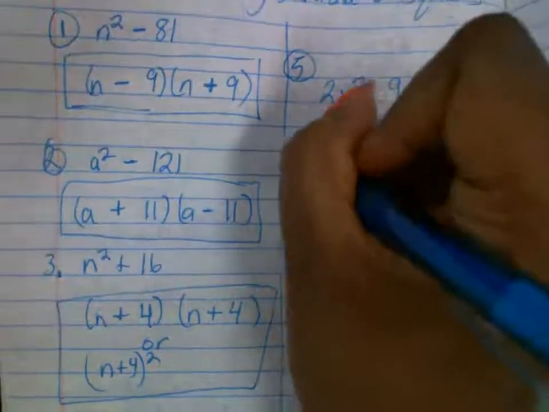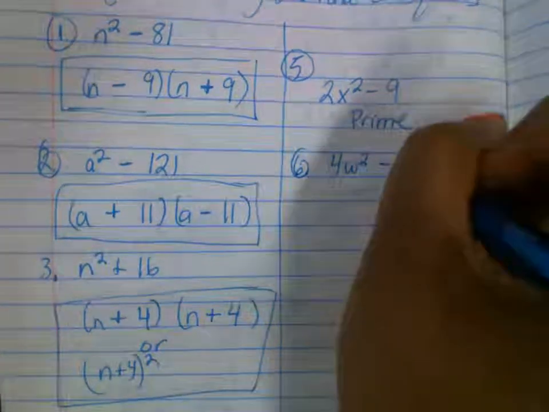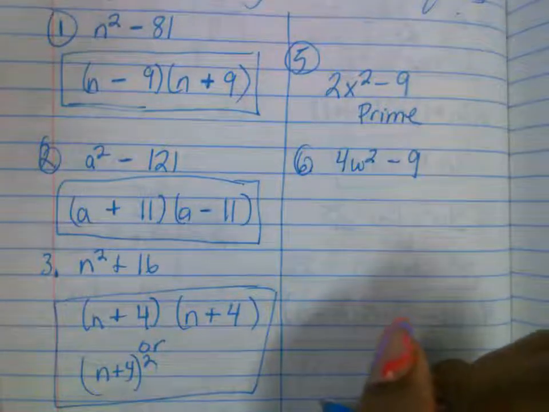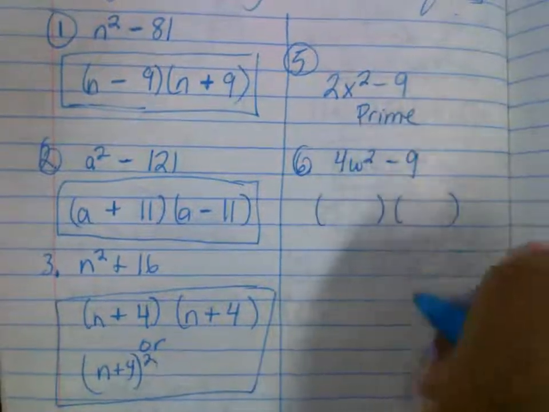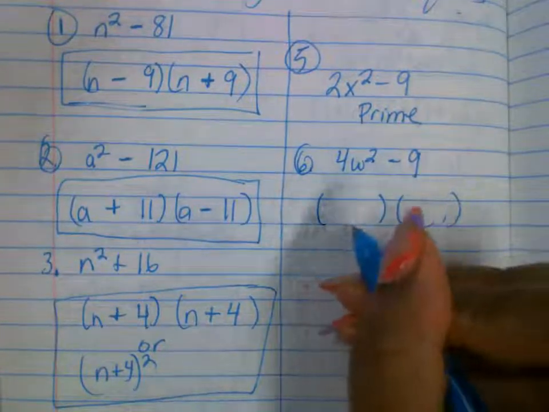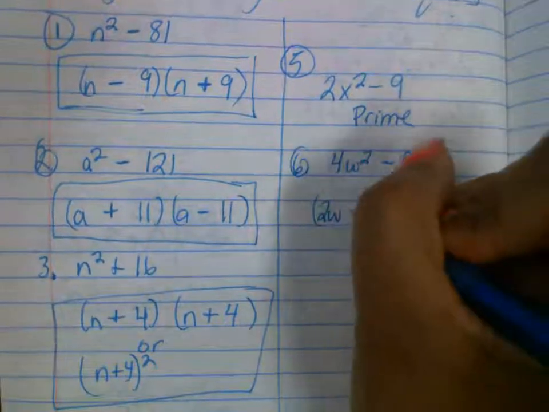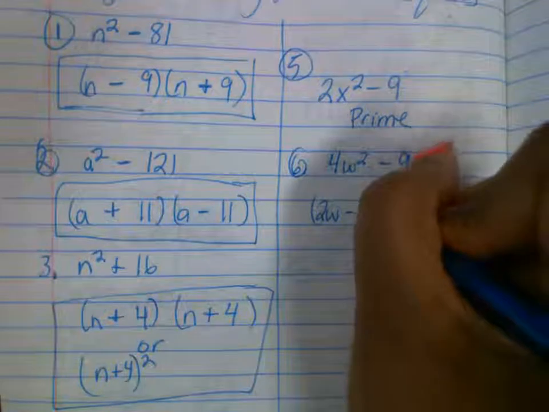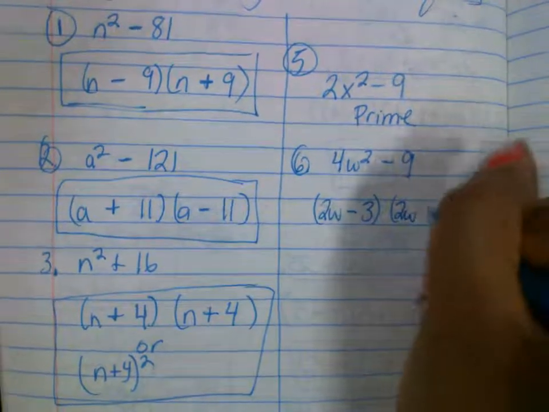Number 6, 4w squared minus 9. These are both perfect squares. You got 2 parentheses. What are you going to put in the first parentheses? 2w, you said minus what? 3. What about the second? Plus 3.